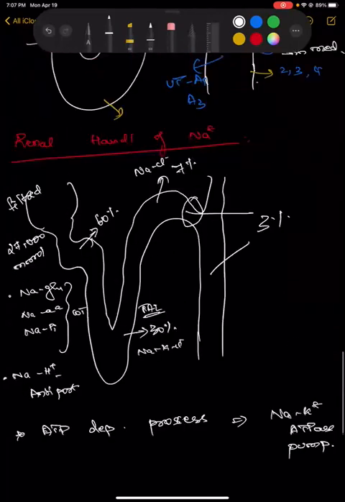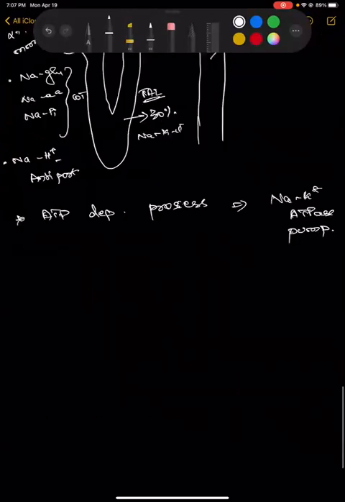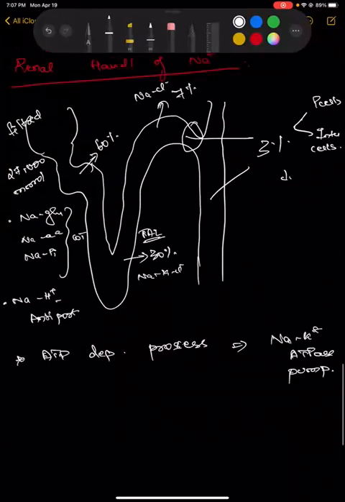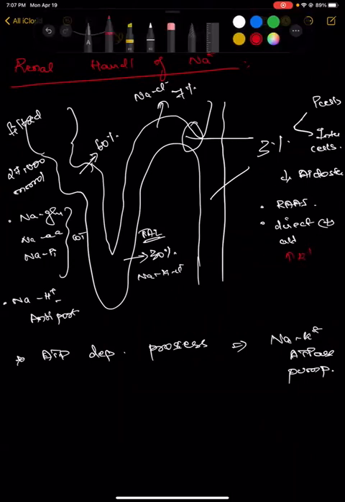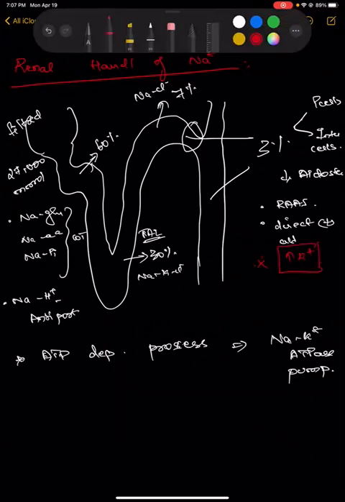In the late DCT and in the collecting duct, the reabsorption happens with the help of P cells and intercalated cells, and that is under the influence of aldosterone. So the two major mechanisms are RAS and direct activation of aldosterone that happens because of a raise in potassium. This is more important in regulating the aldosterone secretion rather than sodium or water per se.